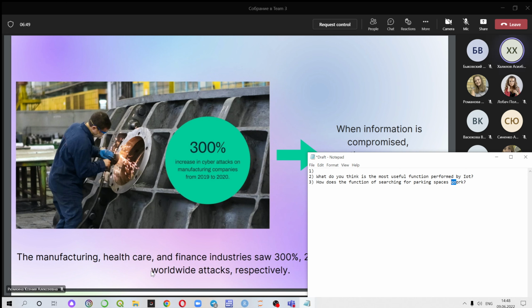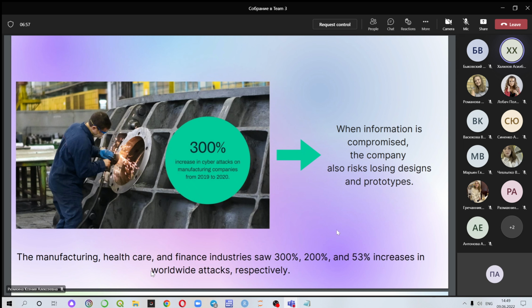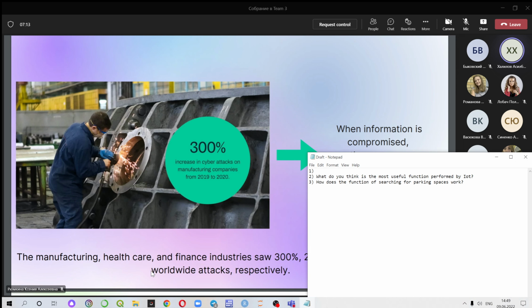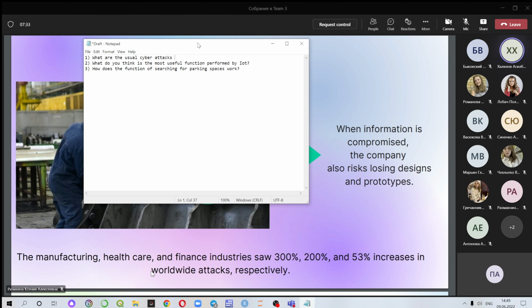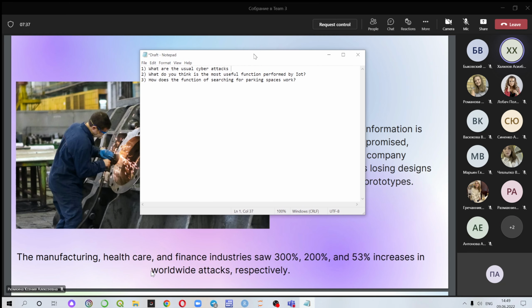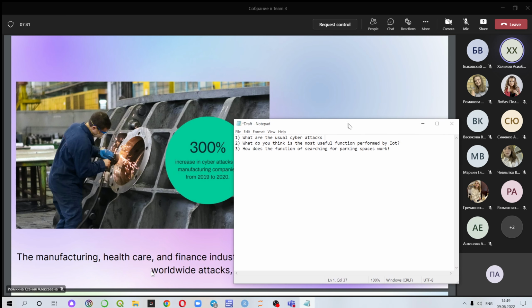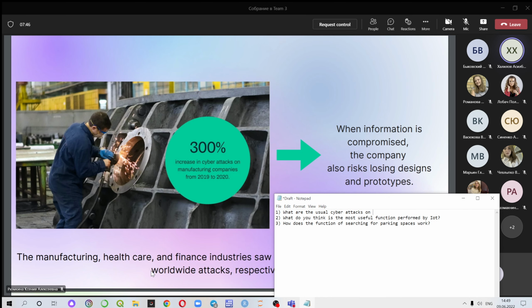So let's talk about cybersecurity. Today it's more important than it has ever been. Cybersecurity in manufacturing is a vital emerging field, especially as we head into the fourth industrial revolution. You need to keep your information secure. It is necessary to keep information secure in manufacturing companies, and this means production, design, client relationships, personal data, employee data. The importance of this tendency is explained by IT Pro's 2021 Global Threat Intelligence Report, which reveals that the manufacturing, healthcare, and financial industries saw 300%, 200%, and 53% increases in worldwide attacks, respectively.